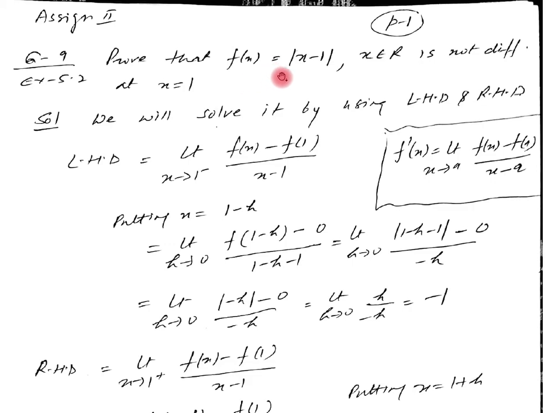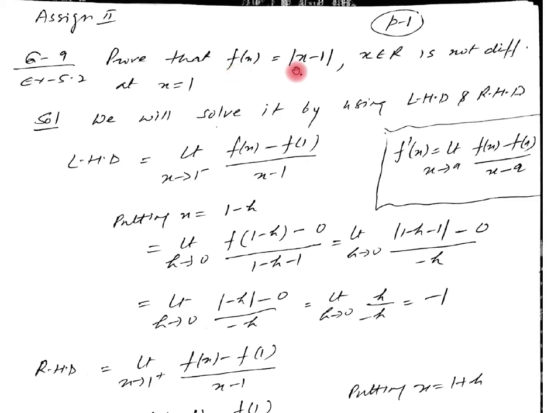Now in the 11th class we introduced how to find the derivative by using the first principle: f dash x equal to limit x tends to a, (f(x) minus f(a)) upon (x minus a). This is the derivative of a function at a point. If this quantity exists finitely, then we can say the function is differentiable. So by this method we will find the left hand derivative and the right hand derivative. Let us solve this question.